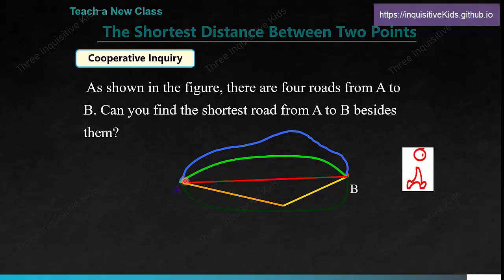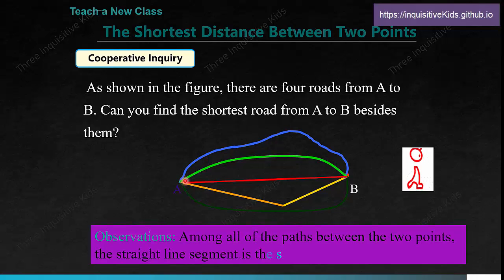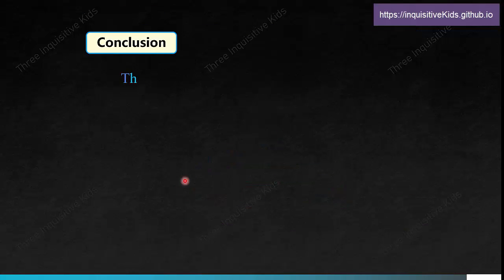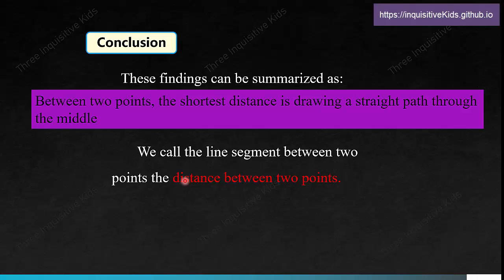So a straight line will be going right across. Say we're having a race. If the finish line is right in front of you and you could just go straight ahead, but the people you're competing against have to curve all around a huge lake, who will get there first? You, of course, because you're running straight. So here are our observations. Among all of the paths between the 2 points, the straight line segment is the shortest distance.